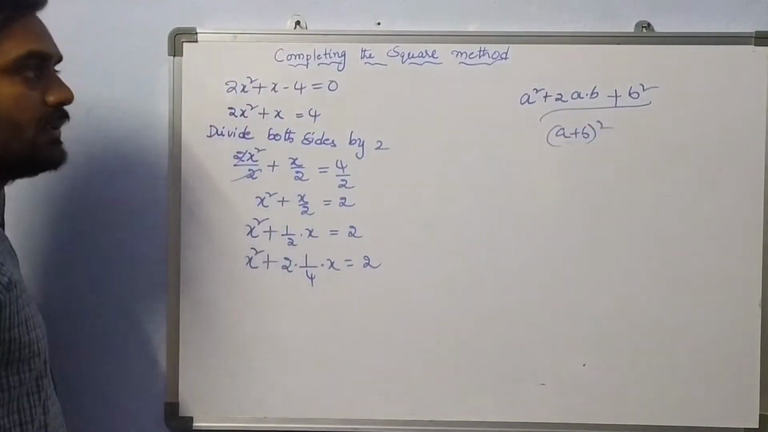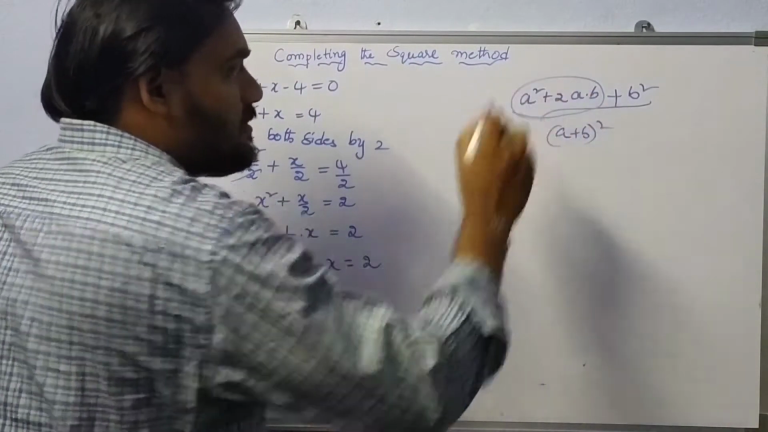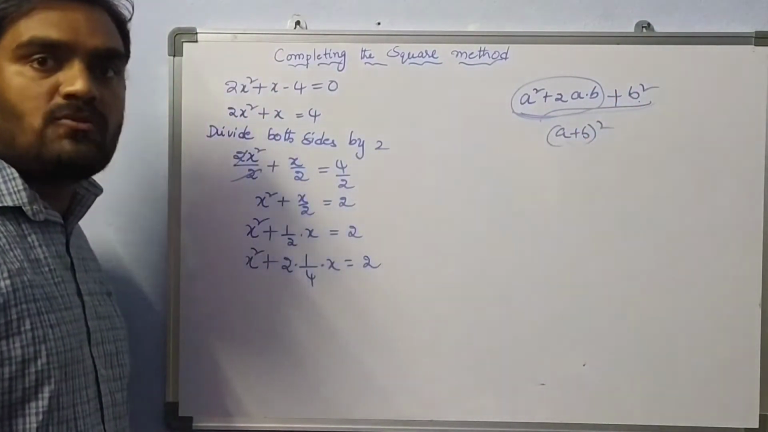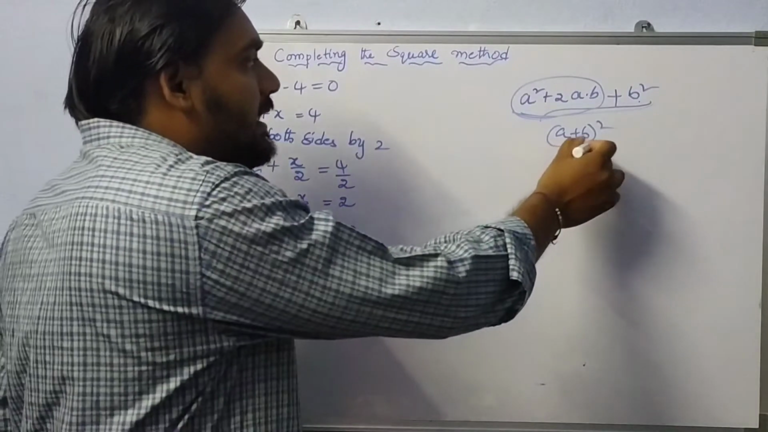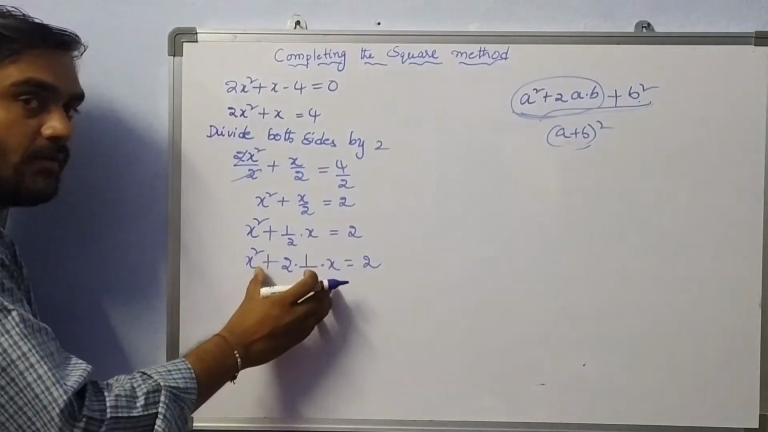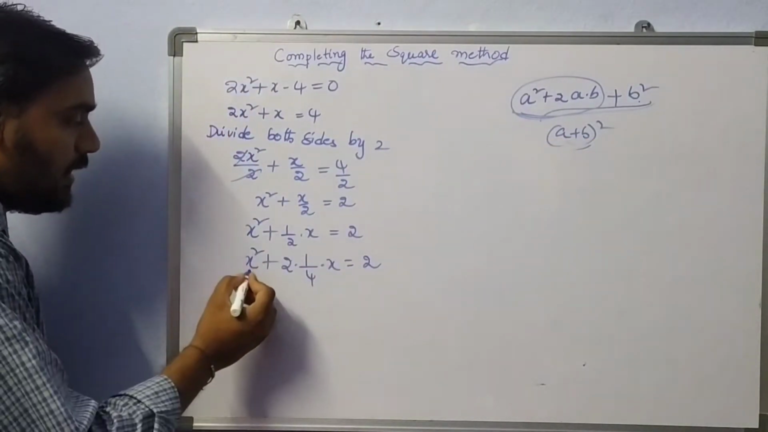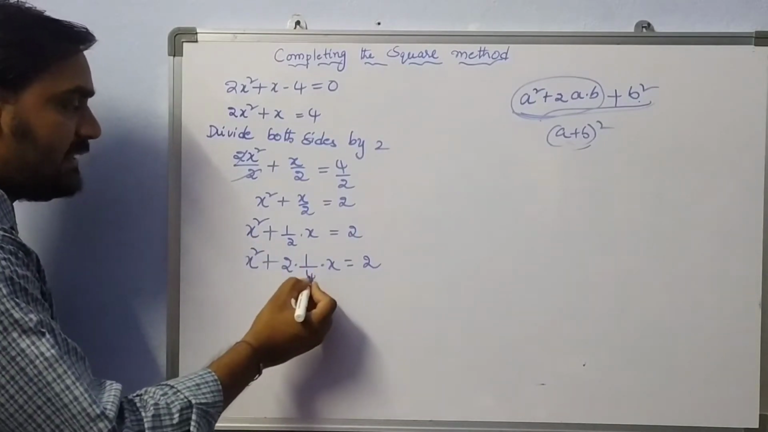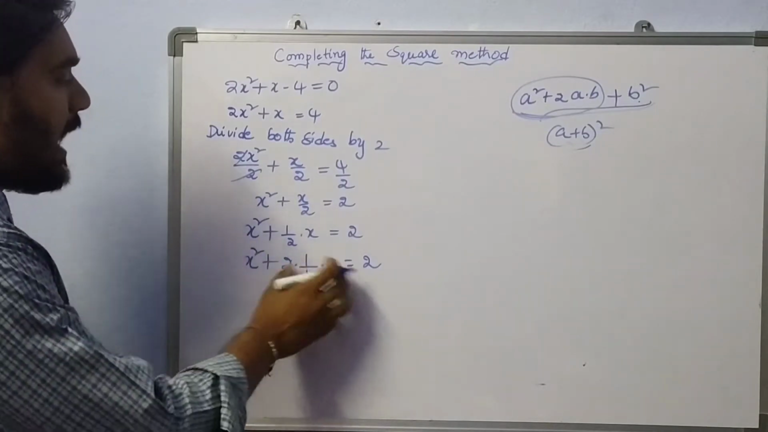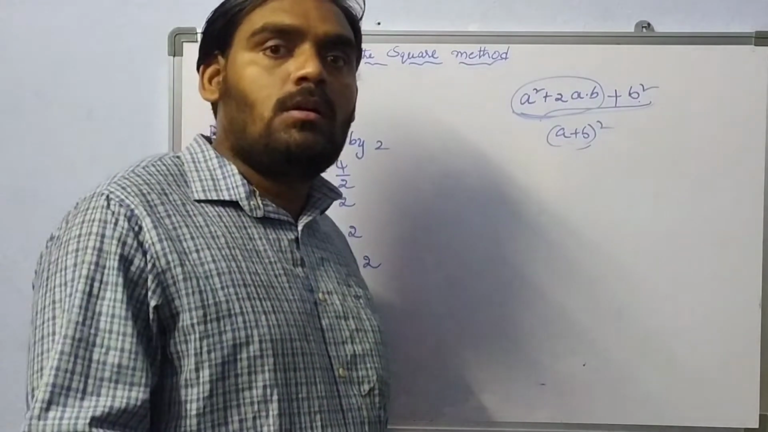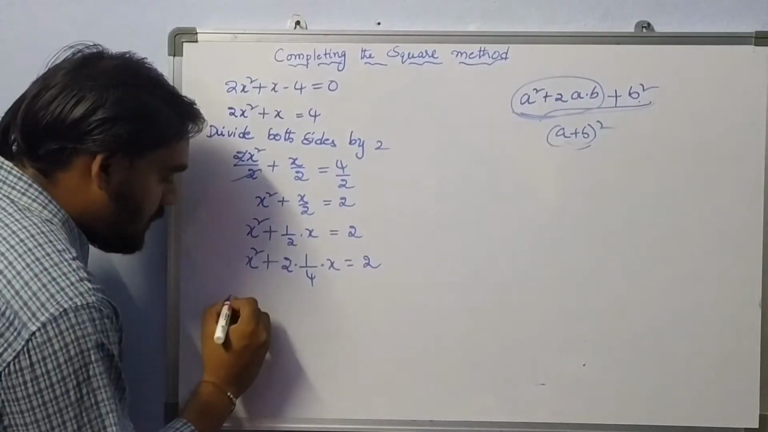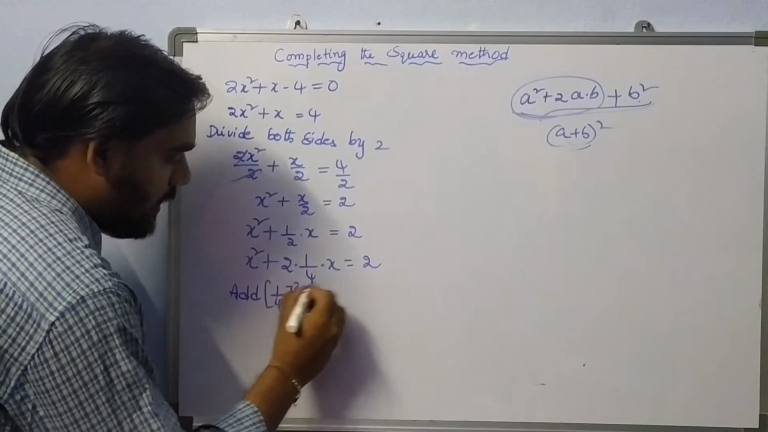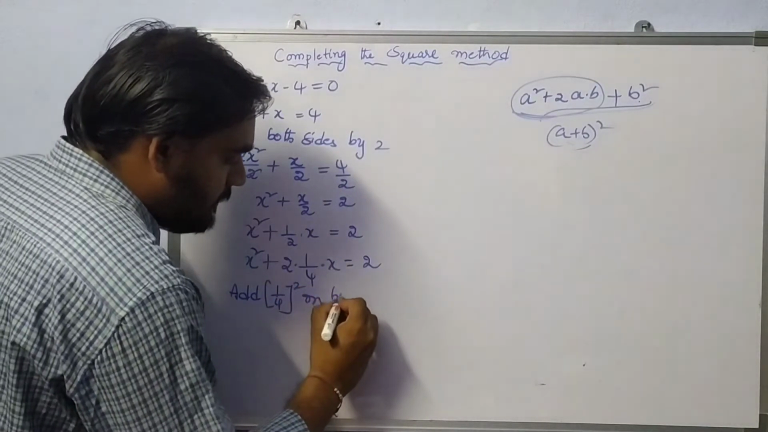Am I correct or not? So if I have a square plus 2ab, when I add b square, at that time it is in the form of a square plus 2ab plus b square. So we will get a plus b whole square. Like that, here also we need to write. So here x square plus 2ab, that is 2 into x into 1 by 4. So if you add 1 by 4 whole square on both sides, we will get, see here, add 1 by 4 whole square on both sides.